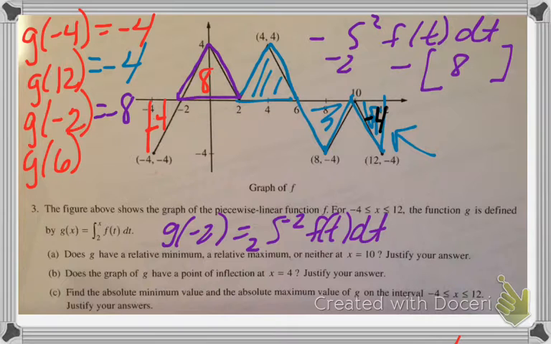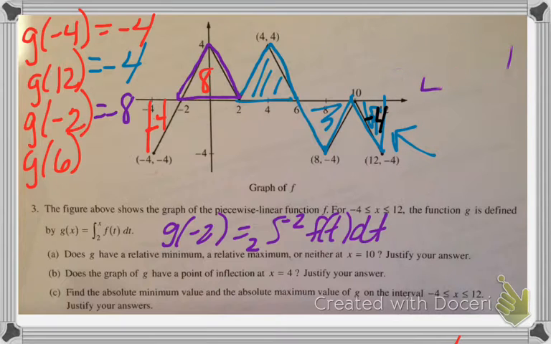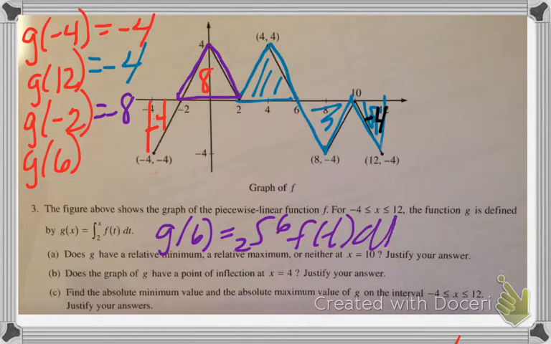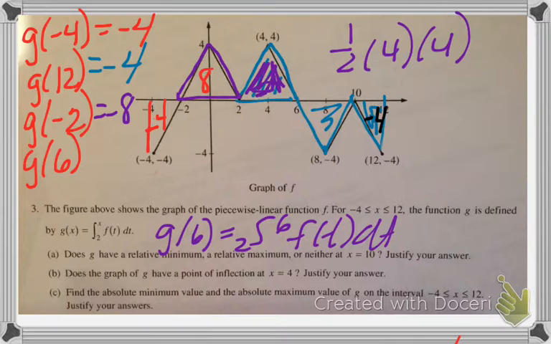And now finally we just have to do g of 6. So g of 6 is going to be the integral from 2 to 6. And from 2 to 6, we're talking about this triangle right here, which is going to be 1/2 the base times the height. So we're going to get half of 16, which equals 8.